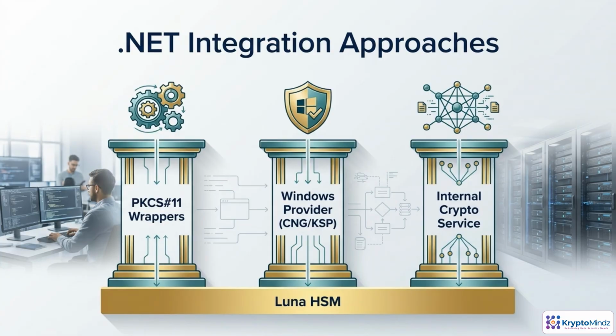With .NET, it helps to think in terms of three patterns. PKCS11 wrappers give you the most direct control. You decide sessions, mechanisms, and key usage, but you manage native libraries and error handling yourself. Windows providers plug into CNG or KSP, so your code uses familiar .NET and certificate store APIs, trading some control for easier integration. Internal crypto services put the HSM behind an API, centralizing policies and credentials, but adding network hops and operational overhead.